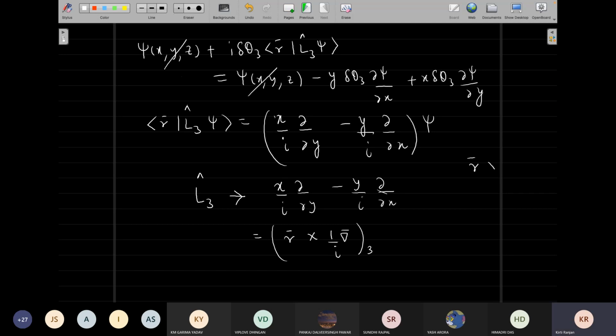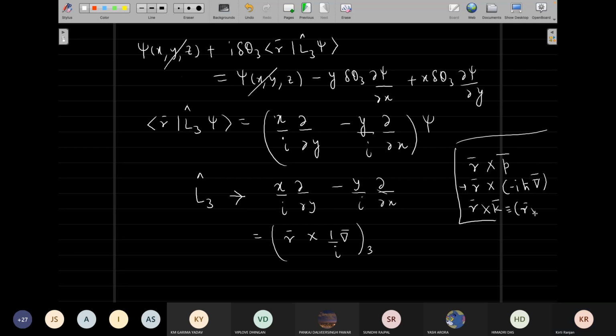Now remember, r cross p is nothing but r cross minus i h cross del. Remember this from what you have read. So if I consider only r cross k, then this is minus r cross minus i del. And this is exactly what you have got here for L3.